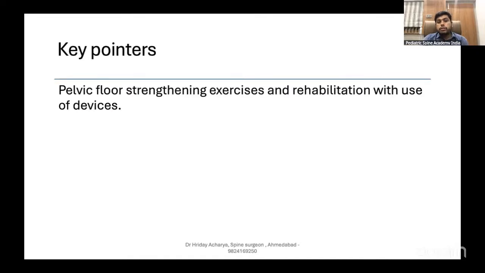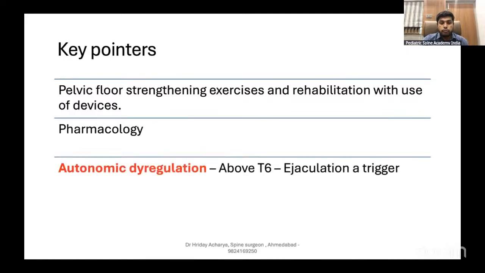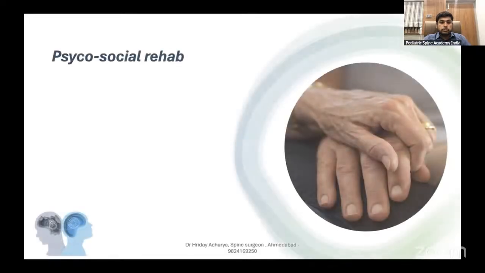So pelvic floor strengthening exercise and rehabilitation with the help of devices become an important factor. Pharmacology is important for sexual rehabilitation. Autonomic dysregulation, which is a life-threatening situation, occurs with any injury above T6, so ejaculation can be a trigger of autonomic dysregulation. And pregnancy in spinal cord injury is possible. So all of these need to be explained.